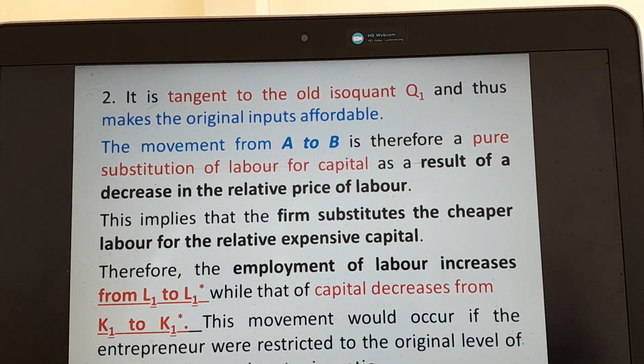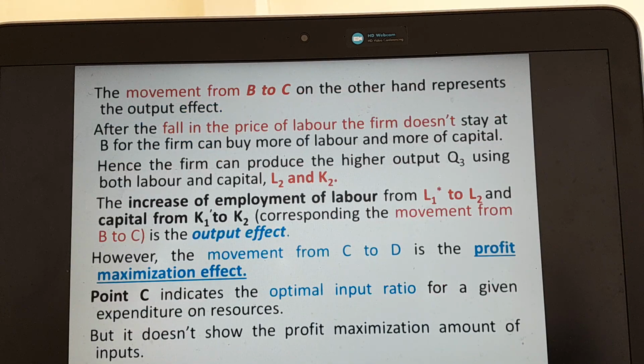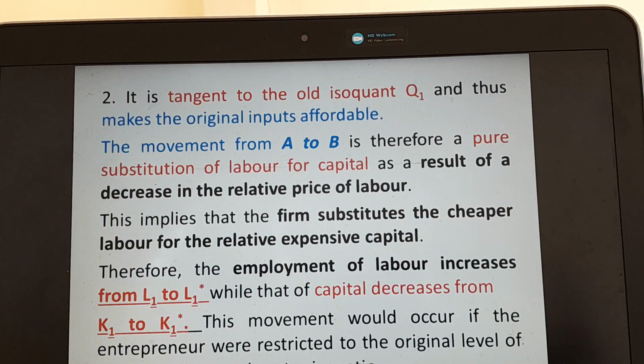Amma relatively capital fi labor wal cina yo ilalle laborin cheapida capital more expensive ida kanafu capital isetu firmin kun gara laborin shift akani godho, substitute akani godho taasise jira from L1 to L1 star while that of capital decreases from K1 to K1 star. The movement will occur if the producer is restricted to the original level of output at the new input price ratio. The movement from B to C, on the other hand, represents the output effect.